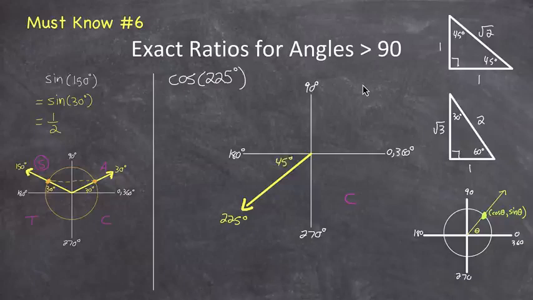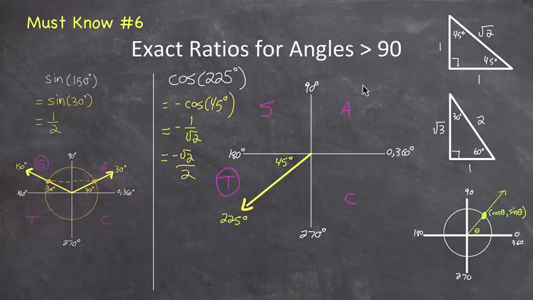And don't forget, based on the CAST rule, in this quadrant, only tan ratios are positive, which means any cosine ratio of an angle in that quadrant will have to be negative. So I can change the principal angle of 225 to the reference angle of 45 as long as I make the cosine ratio negative. So I can say this equals the negative cosine of the reference angle 45 degrees. And cosine of 45 from your special triangle, cosine is adjacent over hypotenuse. So I would have negative 1 over root 2, which if I rationalize that would be negative root 2 over 2. That would be the exact value of cosine of 225.